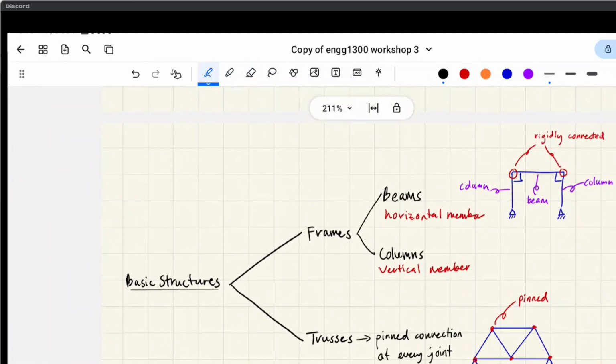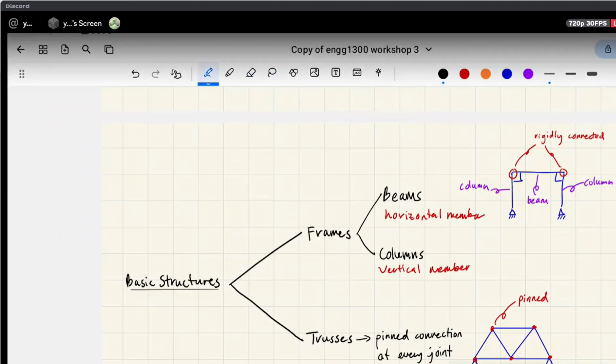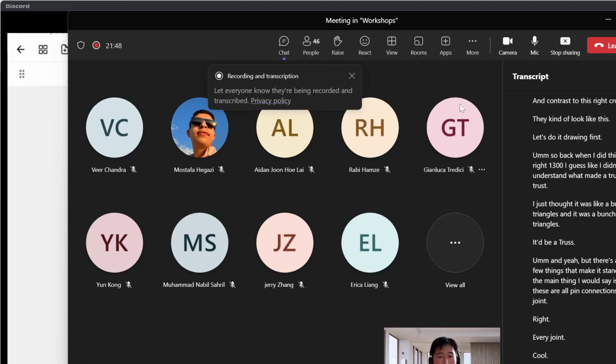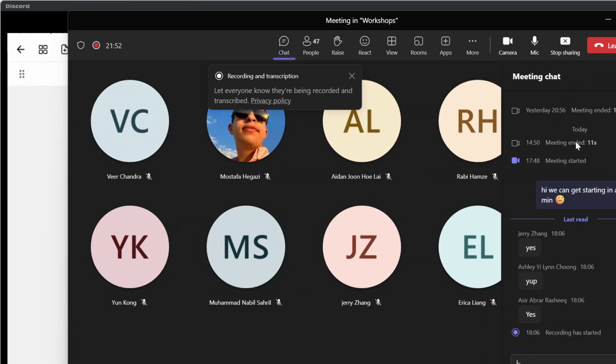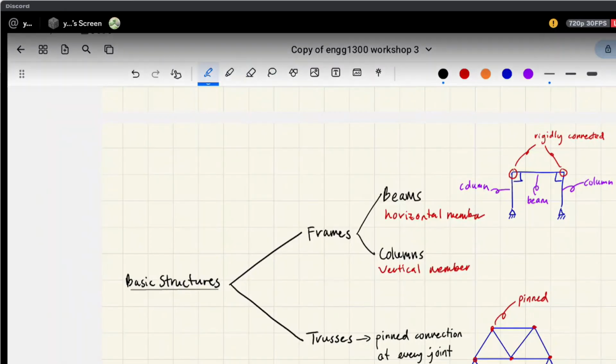Cool. If you have any questions about that right now, just ask away in the chat. I'll be periodically checking the chat as well. Okay, cool. So those are our basic structures.